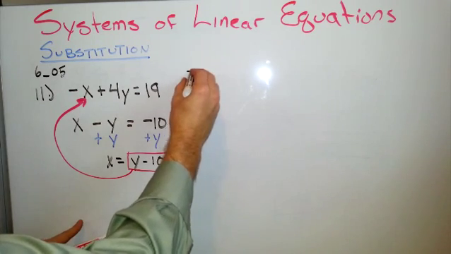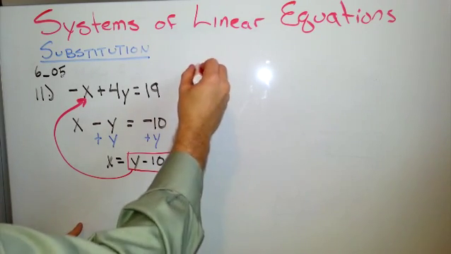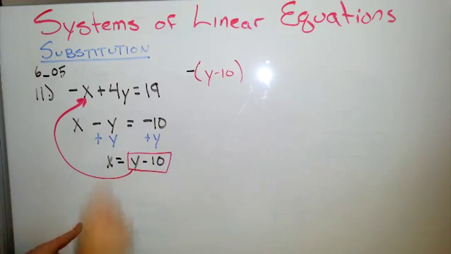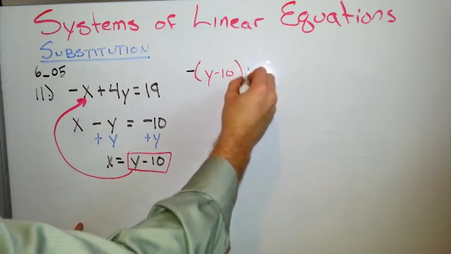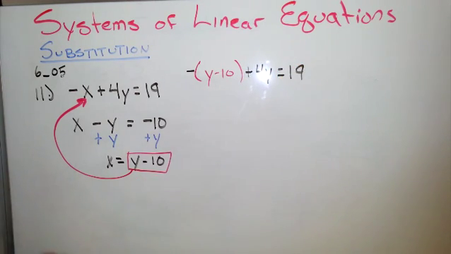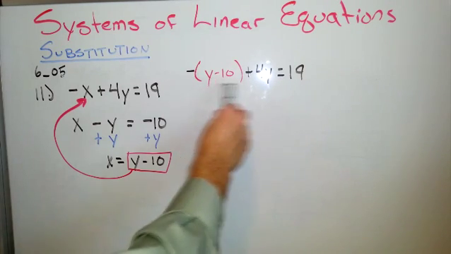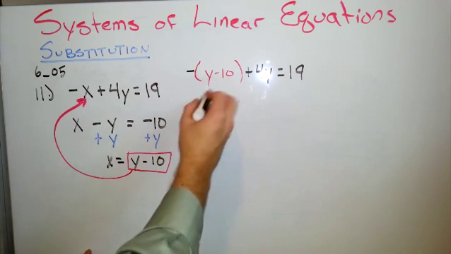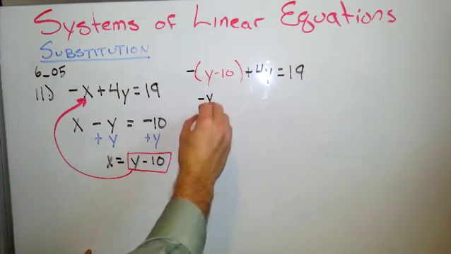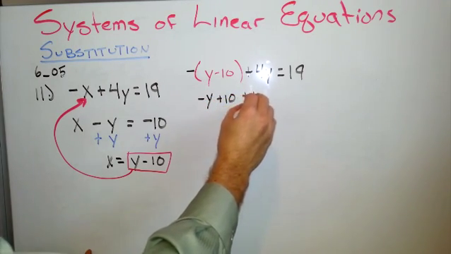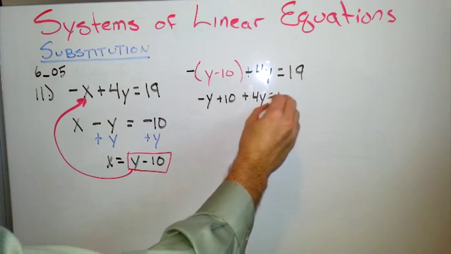The first equation states negative the x value, y minus 10, and then the rest of the equation, plus 4y equals 19. I now have the skills required to solve this problem as well. It's only one variable. Distribute the negative, which means change the sign of each one in there. So I get negative y plus 10, and then the rest of the equation, plus 4y equals 19.